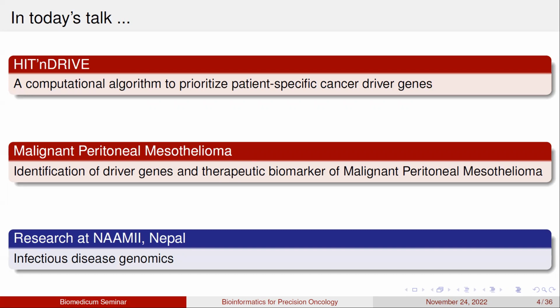Especially, I'll give you an example of a very rare cancer called malignant peritoneal mesothelioma, and how we identified cancer driver genes of this rare cancer that led to the identification of a therapeutic biomarker. And briefly, I will touch upon the different research that I have been leading at NAMI in Nepal, which will be mostly in the context of infectious disease genomics, if time permits.